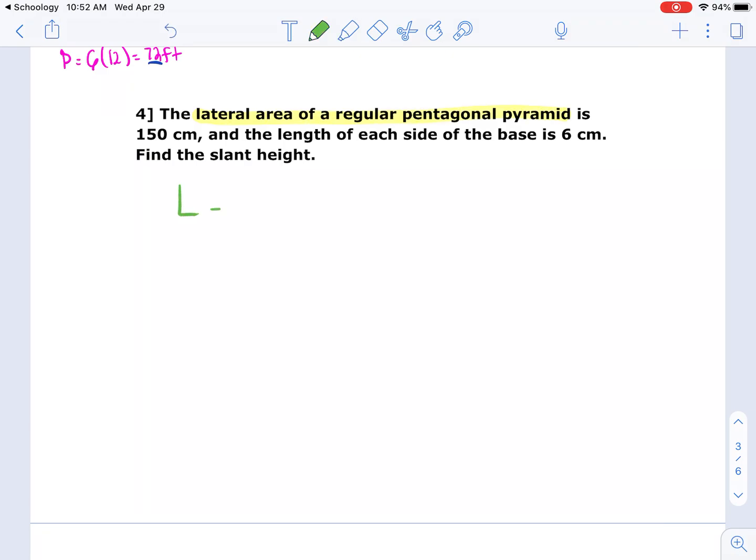So I'm going to write down the formula for lateral area of a pyramid. Remember, it's lateral area, so I'm not doing plus base. Okay. So they gave me the lateral area of the pyramid's 150 equals 1/2 times perimeter. Did they give me the perimeter? Well, they told me that it is a pentagon and all the sides are 6 and it's regular, so they're all the same.